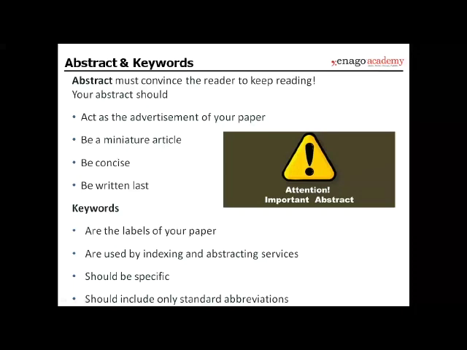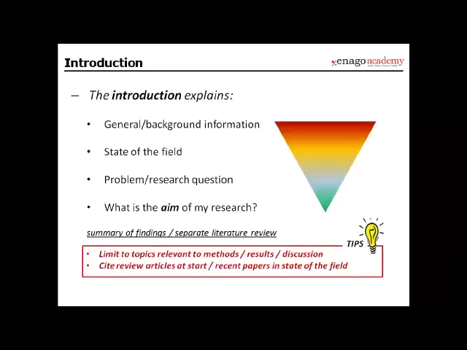Now, let's see what the expectations are for the next section, the introduction section. Basically, the introduction explains the general information and the current state of the field. Then it should talk about the research question, and then say something about the aim of your research. So the introduction is arguably the most important section of the research paper, and all academic articles have one.